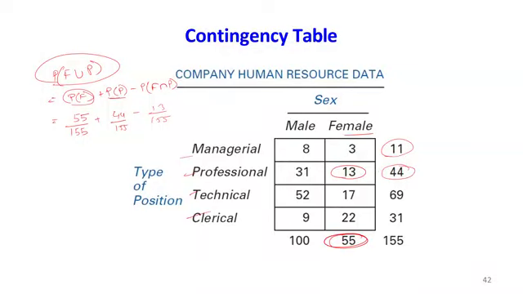So out of 155, the total position of professional is 44. So 44 by 155 is the probability of picking up any employee who belongs to this professional position.